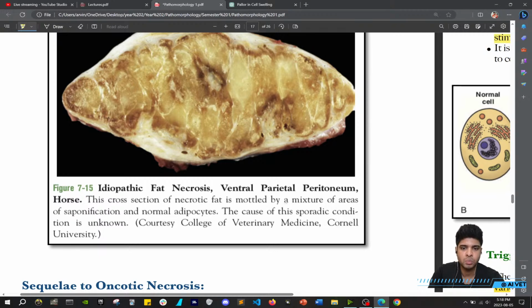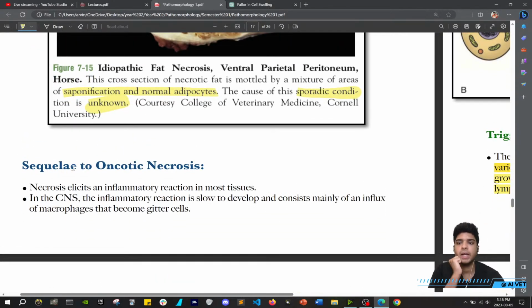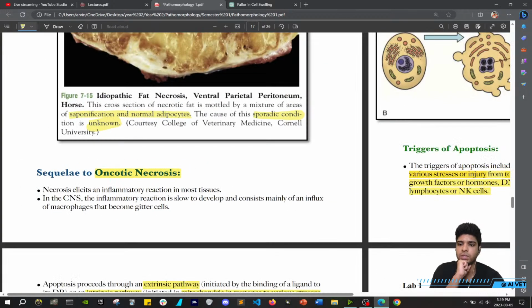Necrotic fat is mottled by a mixture of areas of saponification and normal adipocytes. The cause of this sporadic condition is unknown. Okay, as the name says, the reason is unknown, and it's seen in overconditioned cows. Sequelae to oncotic necrosis.